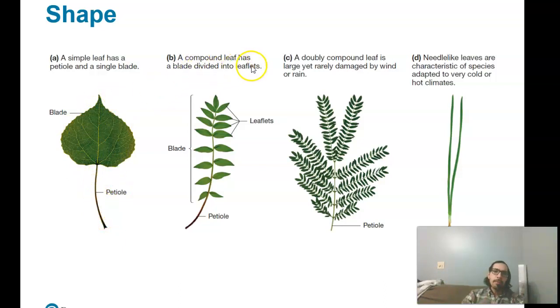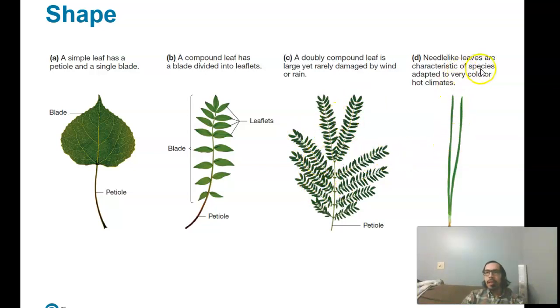Compound leaf, a compound leaf has a blade that's divided into leaflets. So this whole portion is still considered the blade. And then you still have the petiole. For a doubly compound leaf, that's a leaf that is large and it's divided even further. So all of these leaflets are still part of the blade.